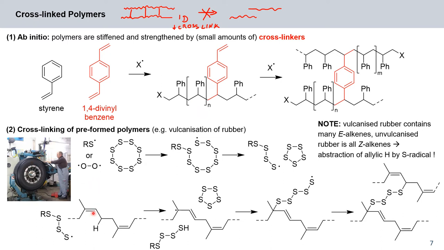Alternatively, when you're already stuck with one-dimensional polymers, you could attempt a cross-linking of preformed one-dimensional polymers. And one of the most commonly used processes for cross-linking of preformed polymers is the vulcanization of rubber. So vulcanized rubber contains many E-alkenes, and unvulcanized rubber is all Z alkenes. That means effectively that during the vulcanization process, we have an abstraction of these allylic hydrogens, and what was commonly or historically used for vulcanization was sulfur.